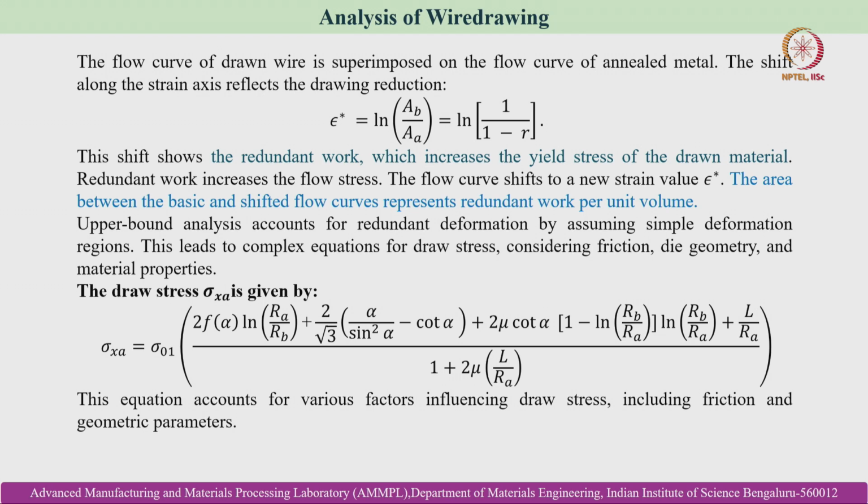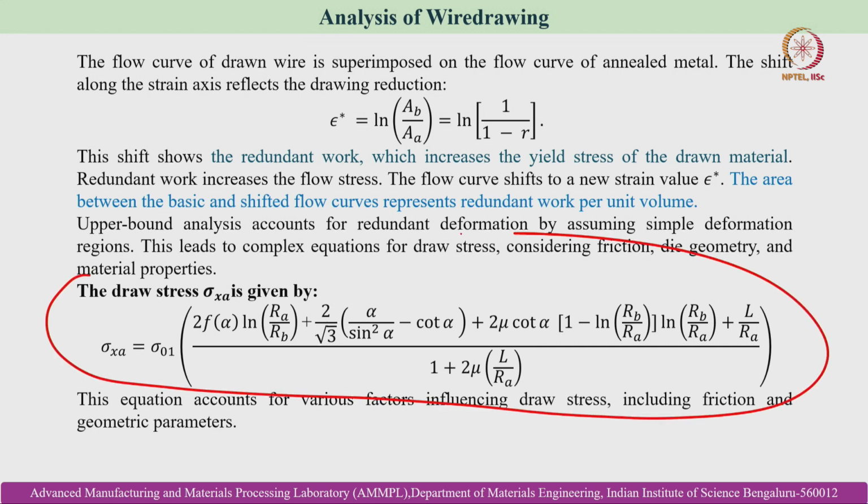So, the revised draw stress expression for wire drawing can be given as sigma x A is equal to sigma 0, neglect this one. So, that is the flow stress sigma 0 into 2 f alpha ln R A by R B, where R B is the radius of the initial billet, and R A is the radius of the final extruded or wire drawn billet, plus 2 by root 3 alpha by sin square alpha minus cot alpha plus 2 mu cot alpha into 1 minus ln R B by R A into ln R B by R A plus L by R A.